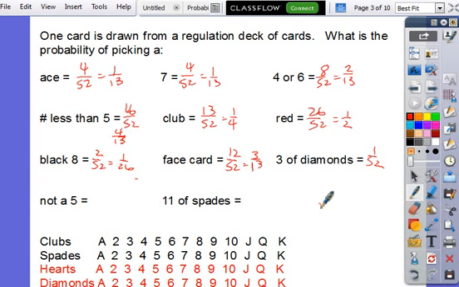Not a 5. Here's where I would do the subtraction thing. How many total cards do I have? 52. And I have how many 5s? 4. So if I count, I'll get rid of those that don't count. 52 minus 4 is 48. That tells me how many will count. Simplifies 12 over 13. 11 of spades. Ain't got none. There's no 11 up there, so that's an automatic 0.